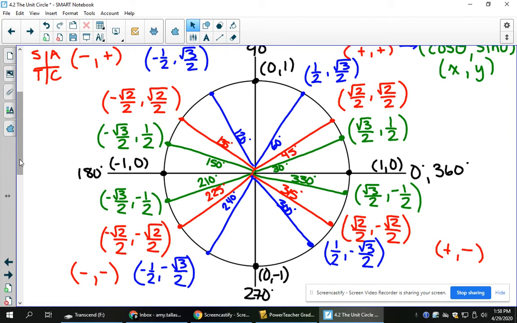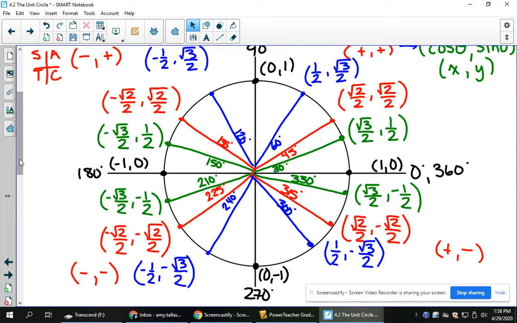In the third quadrant, tangent is the only positive ratio. Since the ordered pairs represent cosine and sine, both of them would be negative because tan's the only positive. And in quadrant 4, same idea: cosine is positive, everything else is negative. So really, you don't have to memorize the entire unit circle.